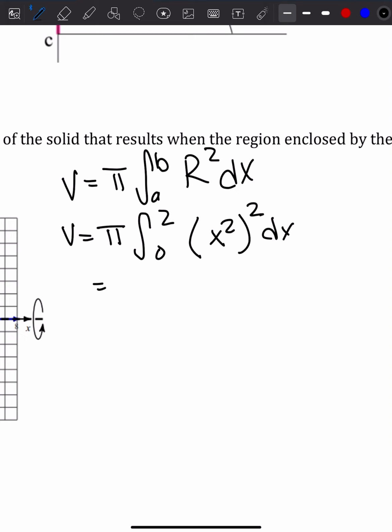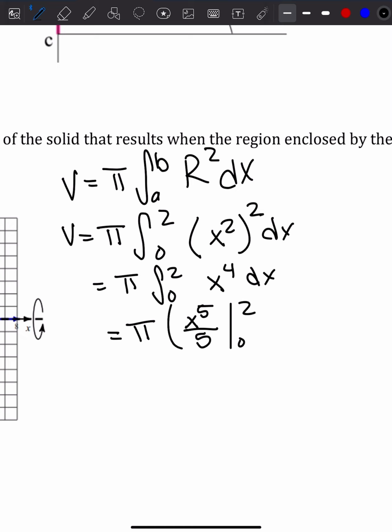So I have pi, the integral from 0 to 2 of x squared, squared, which is the same thing as x squared times x squared, which is x to the 4th, dx. I can integrate this to get pi times the antiderivative of x to the 4th, which would be x to the 5th over 5, evaluated from 0 to 2. We're going to go ahead and plug this in. So I have 2 to the 5th over 5 minus 0 to the 5th over 5.